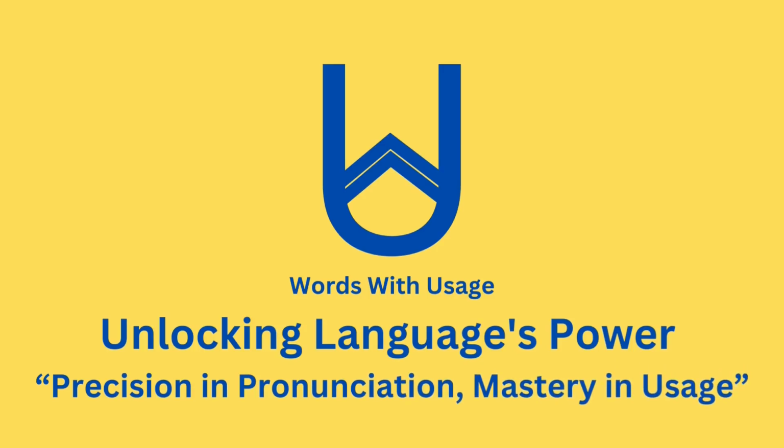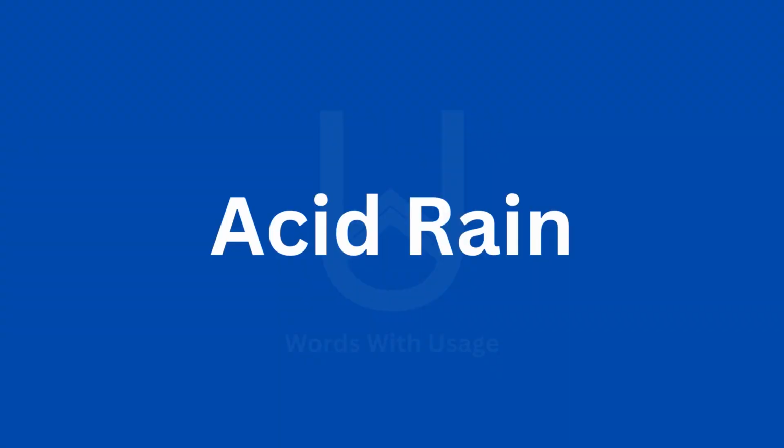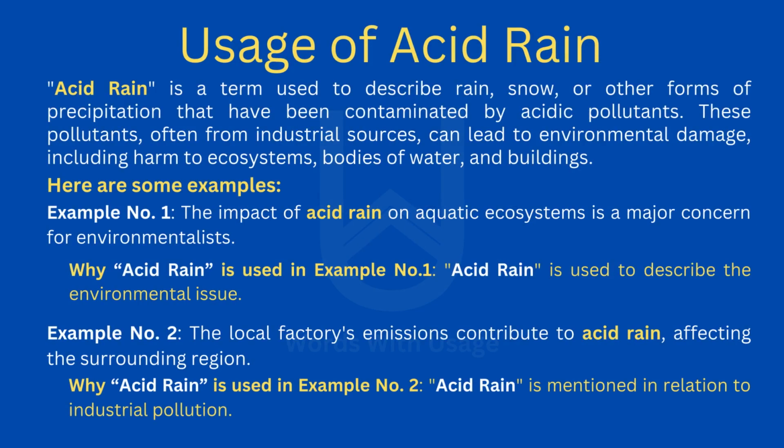In this video, the word is acid rain. Acid rain. Acid rain is a term used to describe rain, snow, or other forms of precipitation that have been contaminated by acidic pollutants. These pollutants, often from industrial sources, can lead to environmental damage, including harm to ecosystems, bodies of water, and buildings. Here are some examples.